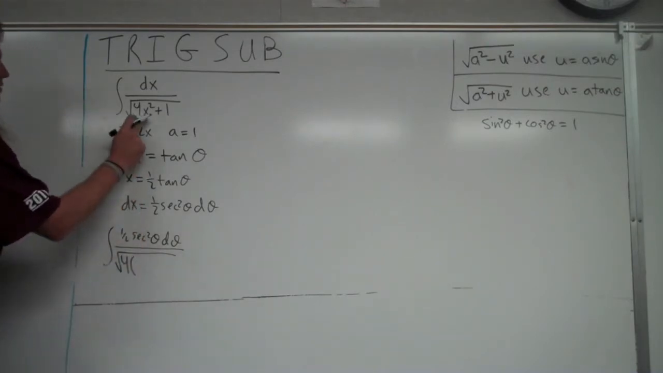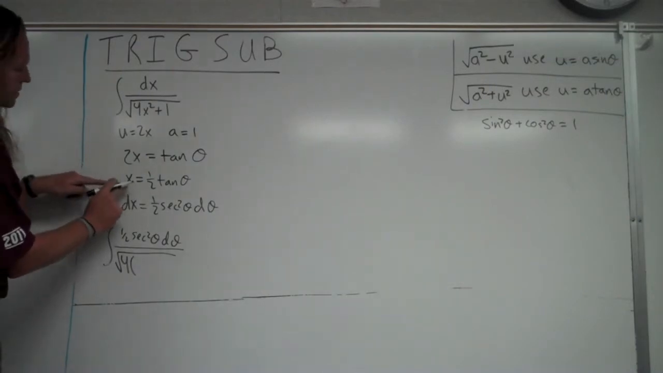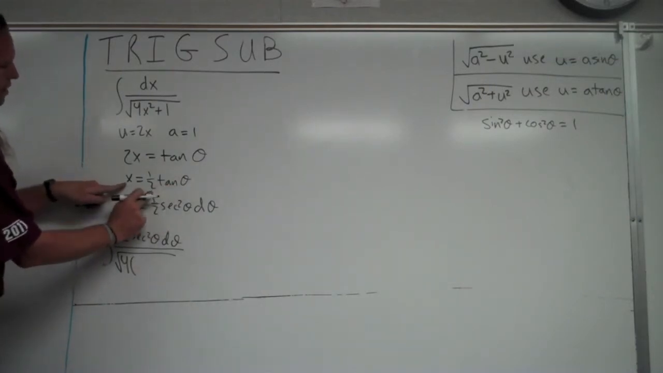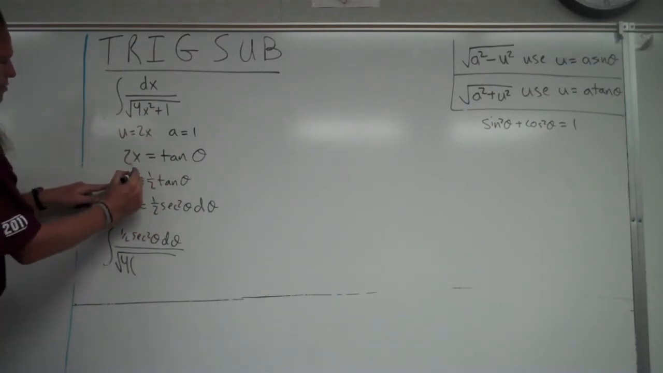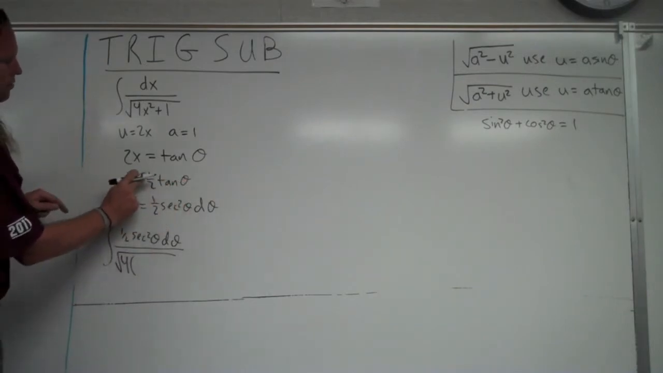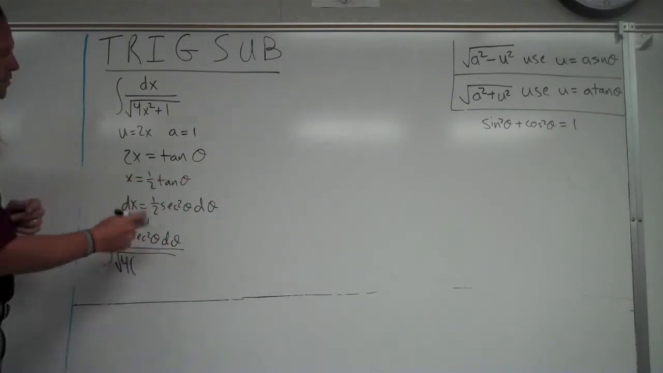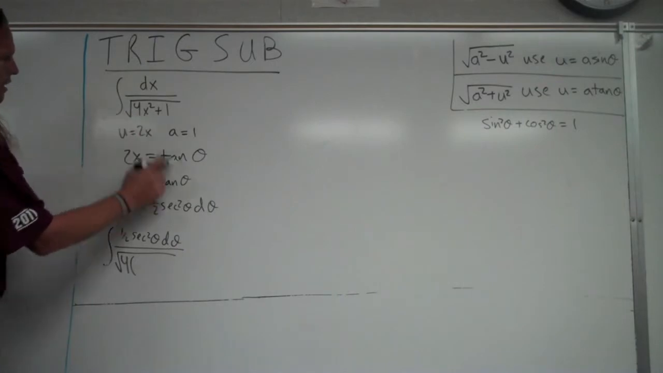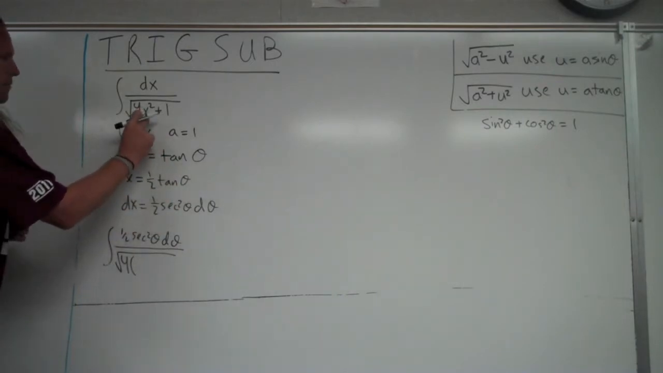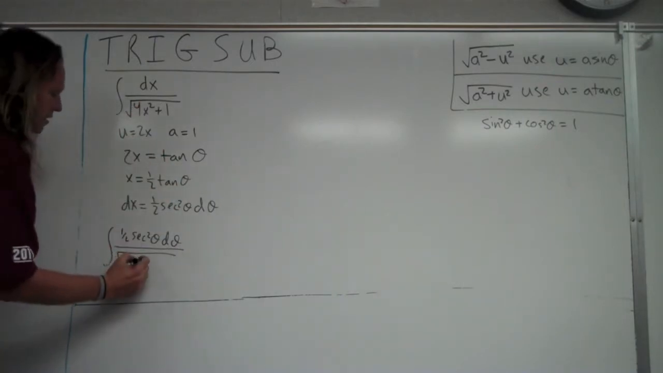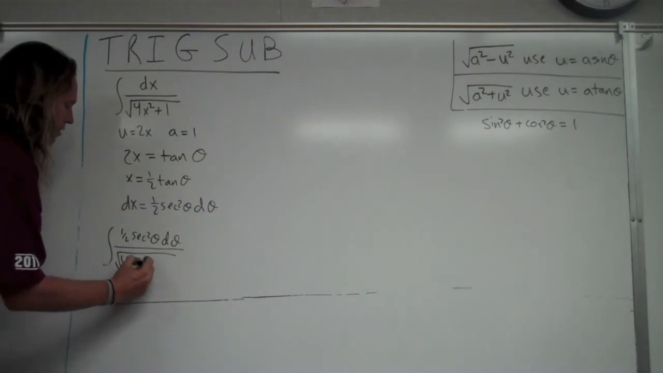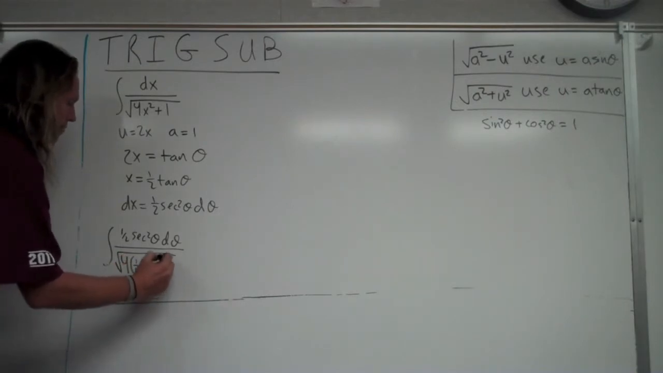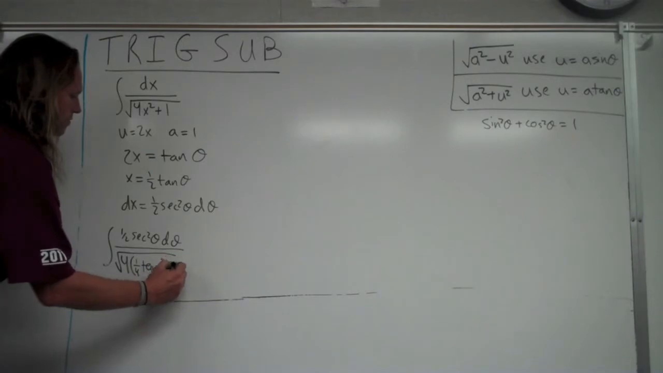times, now instead of writing x squared, here's my x. X equals 1/2 tangent theta. So for x squared, if I were to square this, it would be 1/4, because 1/2 times 1/2 is a fourth, tangent squared theta. I'm just taking this 1/2 tan theta, plugging it in for x, but I know I'm going to square it, so it becomes 1/4 tangent theta plus 1.